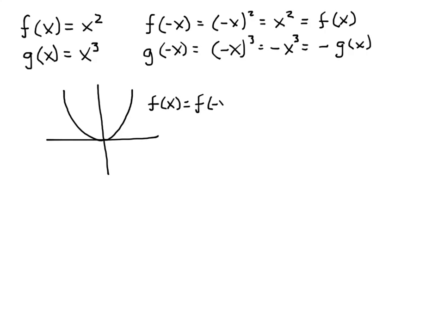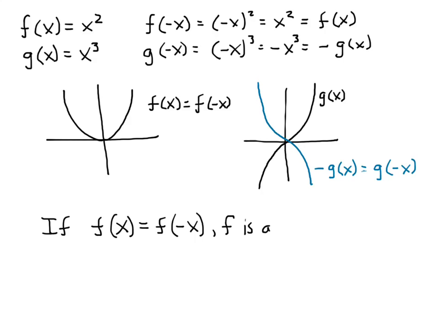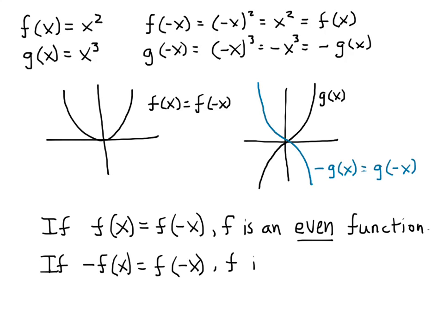So just to draw that, you can see in the first graph, rotated about the y-axis, you get exactly the same thing. But if I take g at x and rotate it about the y-axis, it turns out to be something quite different. And so we have a word for this. If f at x equals f at negative x, then we call this an even function. And if negative f at x equals f at negative x, then f is an odd function.